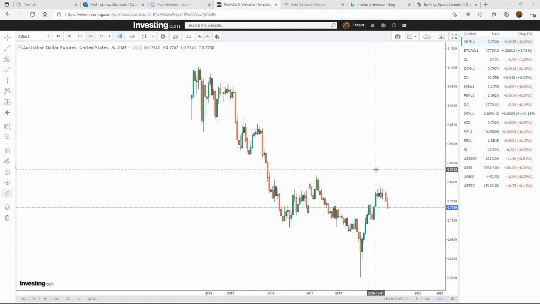This is the weekly playbook outlook for August 15th to Friday, August 20th. So Sunday, August 15th to Friday, August 20th. Hope everybody's doing well and are safe.